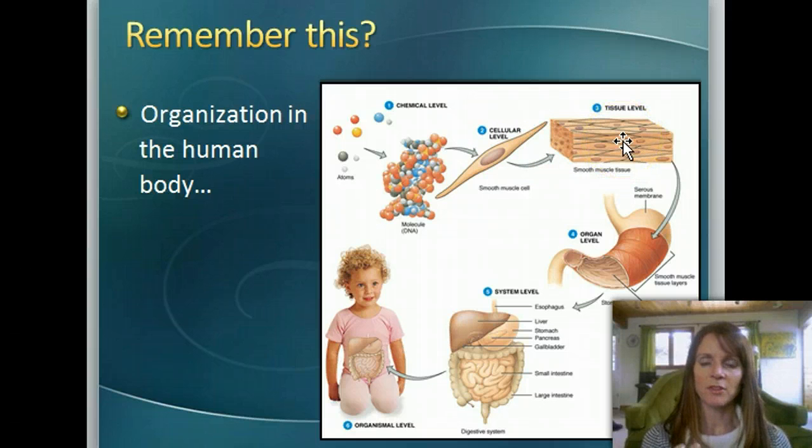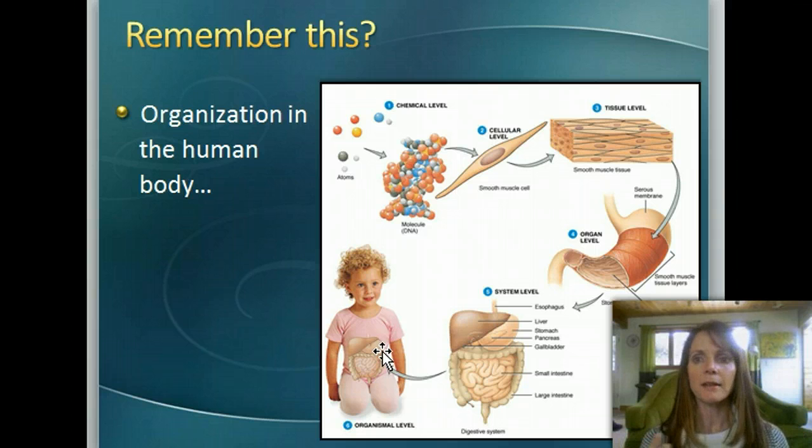More than 2 different types of tissue together make up an organ. Then organs put together make up an organ system, and organ systems make up an organism. So this is the basic organization for the human body, but also organisms in general. We notice that the plant organization looks similar to this as well.